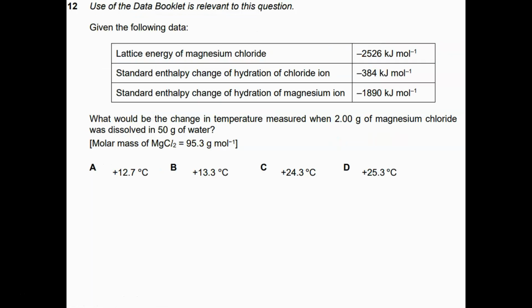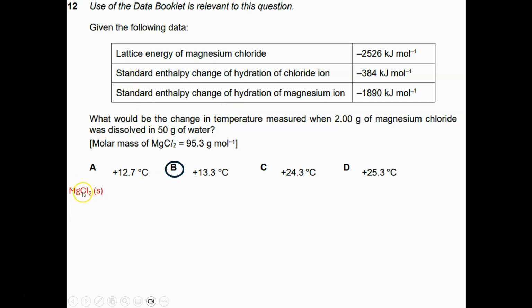Question 12. We want to measure the temperature change when 2 grams of magnesium chloride is dissolved in 50 grams of water. So for this, we will need to find the enthalpy change of solution of magnesium chloride first. And to do that, we will need to construct the energy cycle. So the answer here is B, plus 13.3 degrees Celsius. So how do we form the energy cycle?